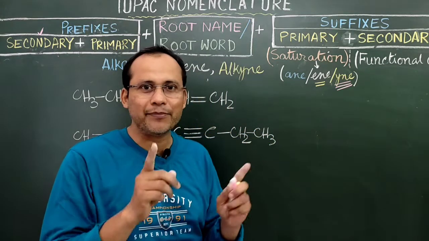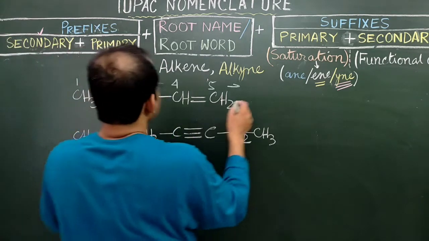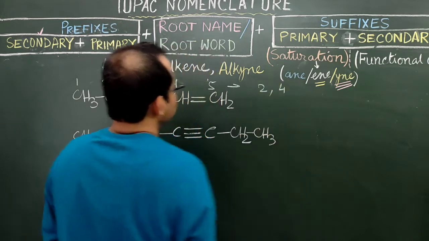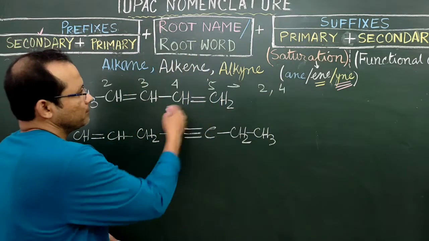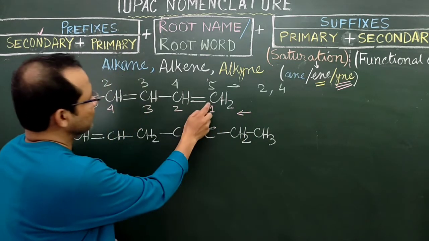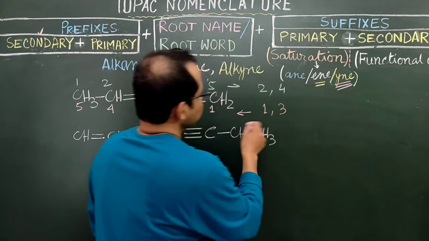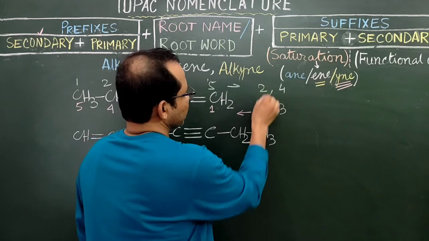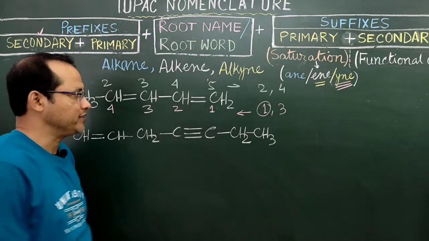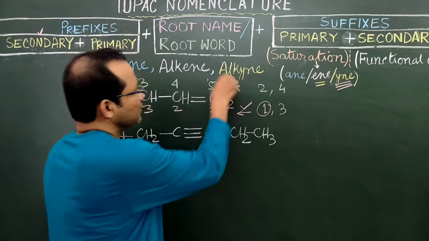Let's see what happens in the first example. Now if we give the numbering, the double bonds are coming on these positions, and if we go from this side, the position of the double bonds will be 1 and 3. Now since this one is greater, this is smaller, so we have to give the numbering from the right side. So this is the correct way of giving numbers and this is the wrong one.